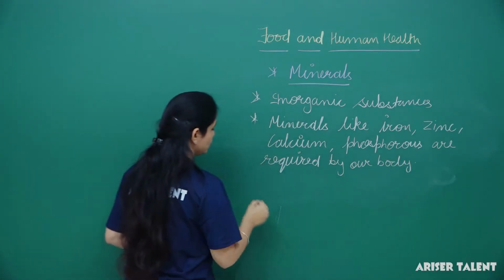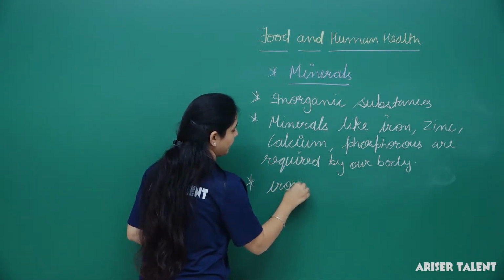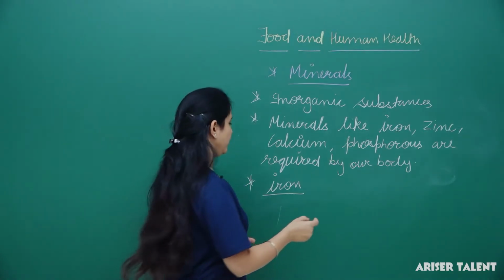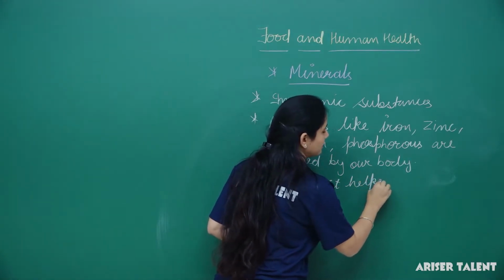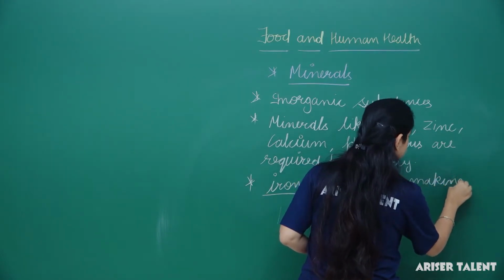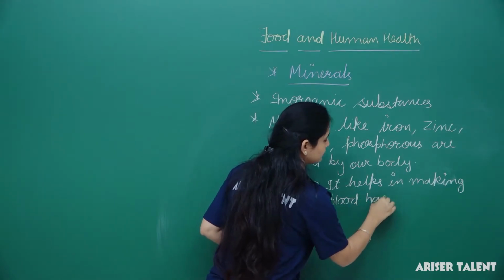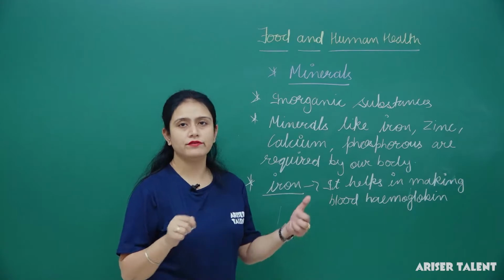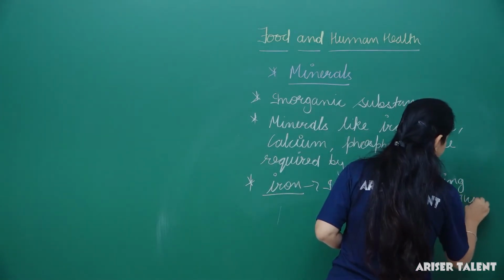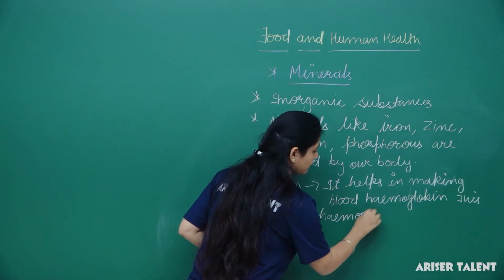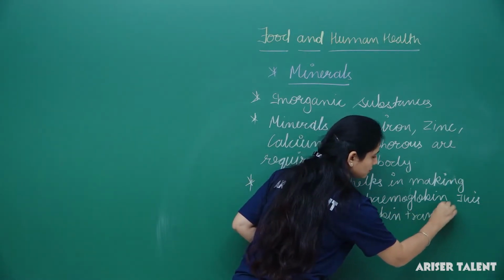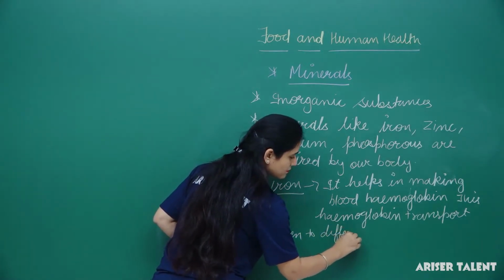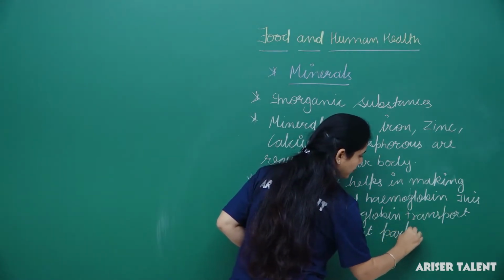So let me tell you that if we talk about the iron, then we all know that iron is very essential for our blood. Why? Because it helps in making blood hemoglobin. And this hemoglobin carries oxygen to the different parts of the body. This hemoglobin transports oxygen to different parts of the body.